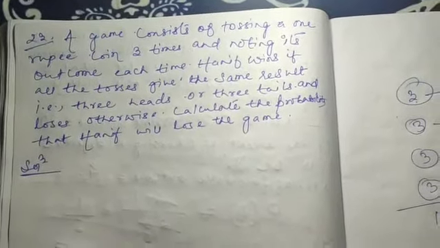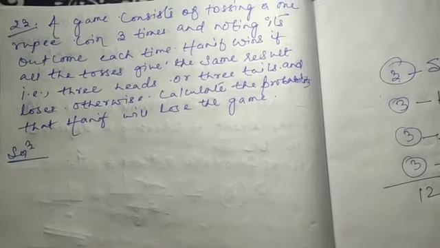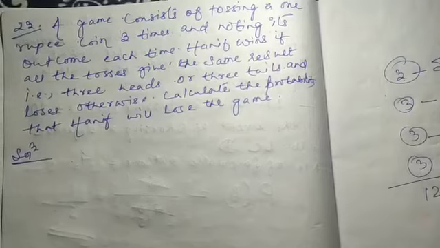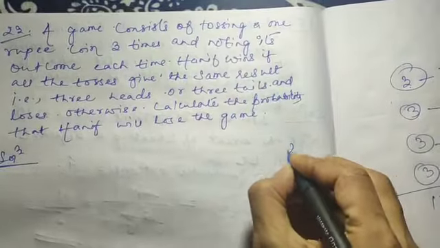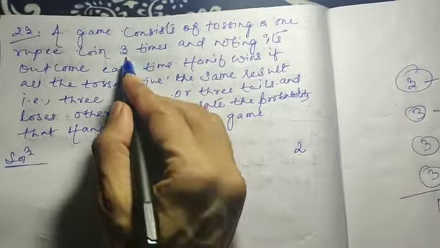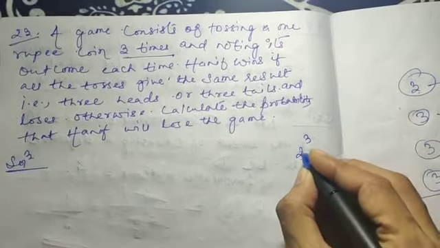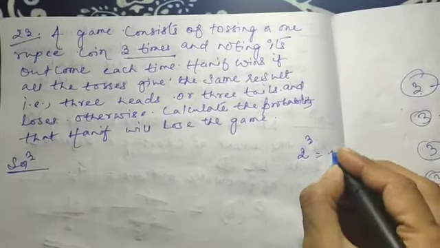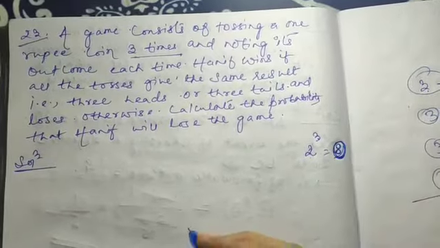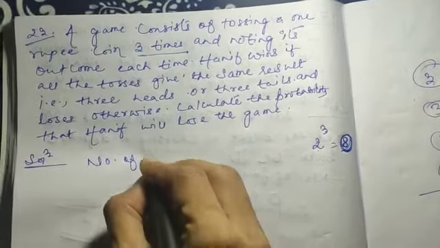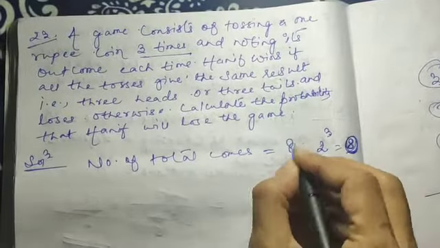Let's do the last sum, that is question number 23. A game consists of tossing a 1 rupee coin 3 times. See, now 1 rupee coin. A coin has how many sides? 2 sides. Yes or no? So a coin has 2 sides. How many times has it been tossed? 3 times it has been tossed. So 2 power 3. 2 cube is how much? 2 power 3 means 2 cube. 2, 4, 8. 2 cube is 8. So 8 is the total outcome. So the number of total outcomes is equal to 8. Clear?